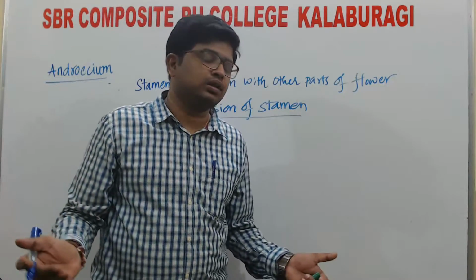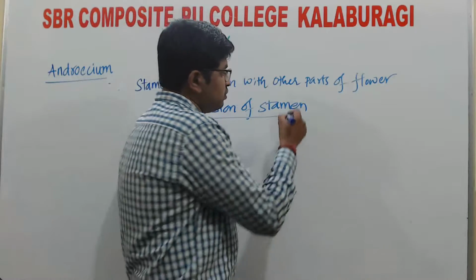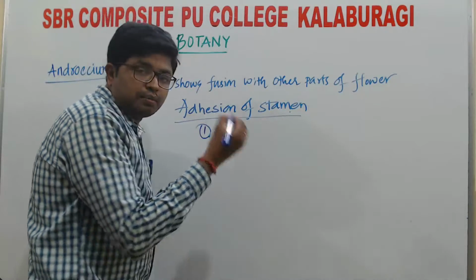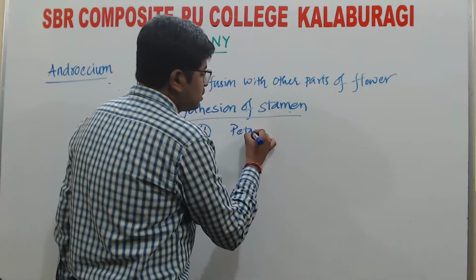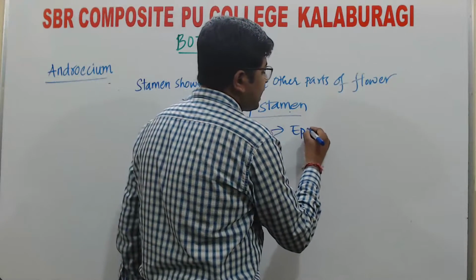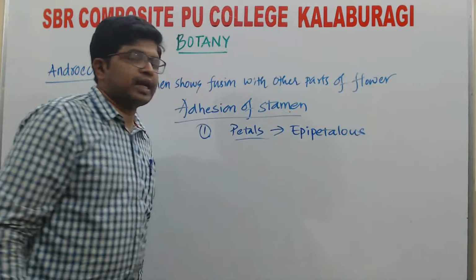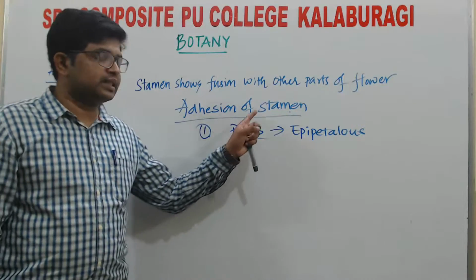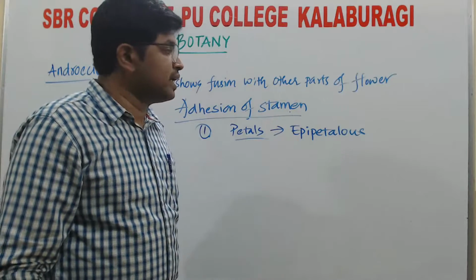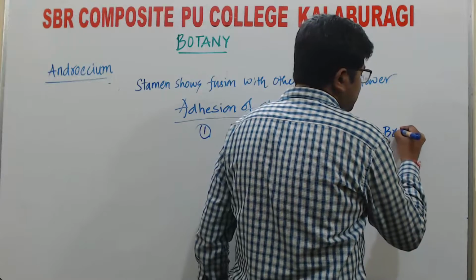Now, what are the other parts? You have calyx, you have corolla, and you have gynoecium, right? Now, the stamen may show association with the petals. Such fusion we call epipetalous. Remember this. When the stamen shows fusion with petals, we call it epipetalous condition. Example, brinjal.